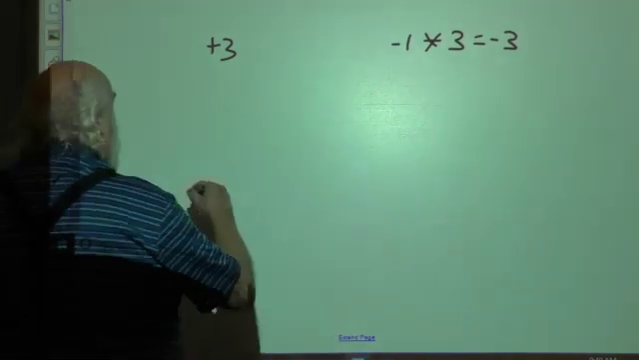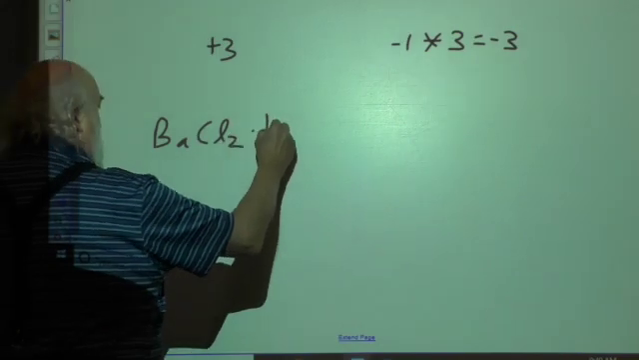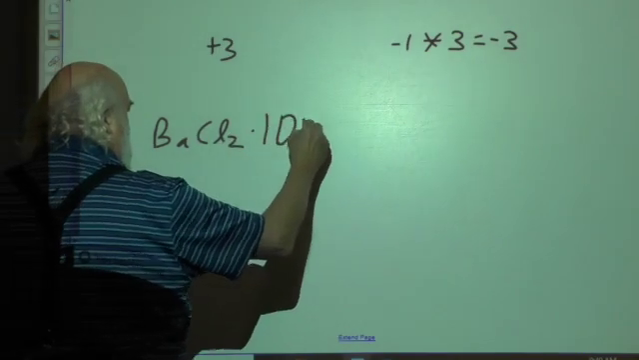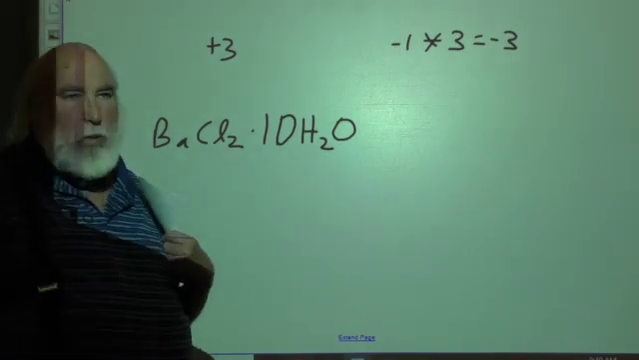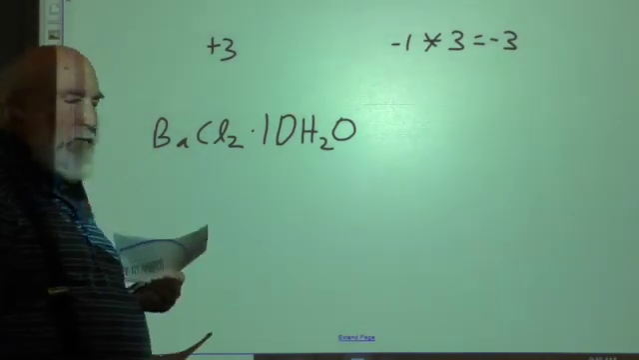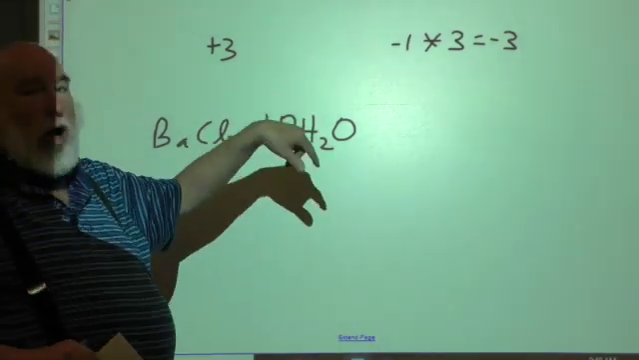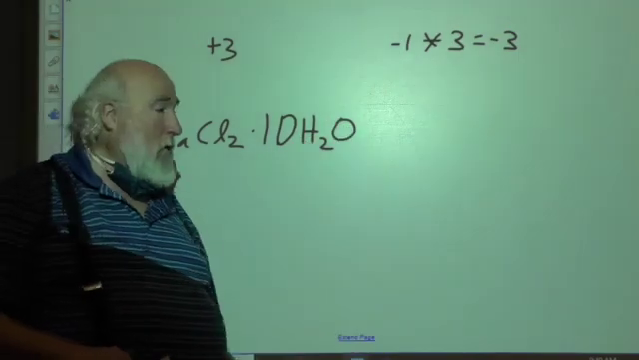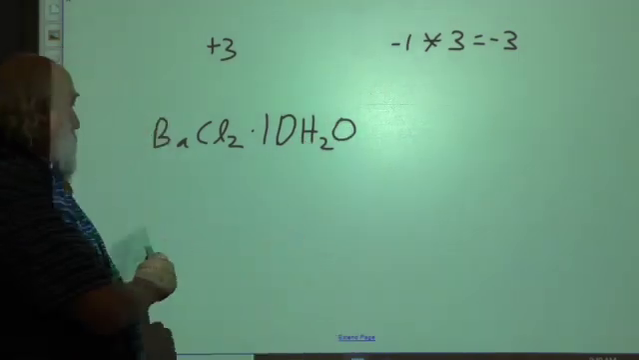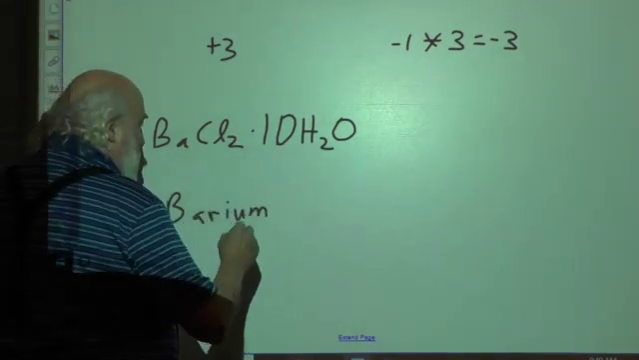Next example, we have barium chloride. Start with barium. Where is barium on the periodic chart? When you take a look at the periodic chart, you see barium in the second column, which means it's a main group metal. It is not a transition metal. We do not need a parenthesis. So we put barium.